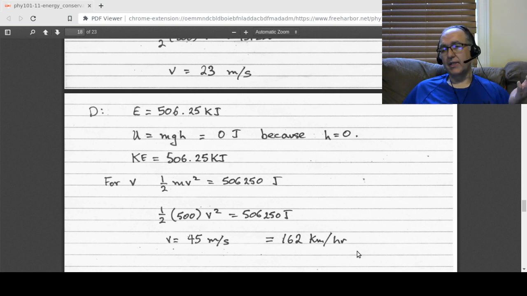Okay, and I just converted it to kilometers per hour to give you an idea how fast that is, because this is kind of a realistic example. 100 meters is about 300 feet, and roller coasters can go up to about 300 feet. That's a little high, but they can do that. And so by the time that roller coaster car is at the bottom of the hill, it's traveling at 162 kilometers per hour. Okay. So there we go.